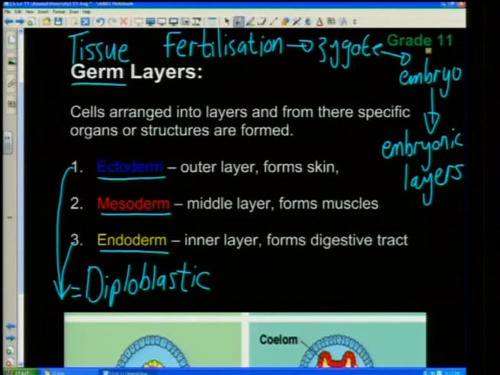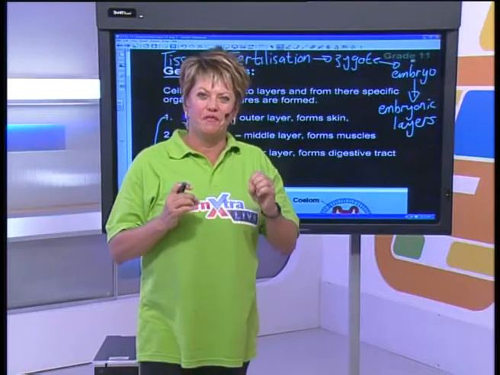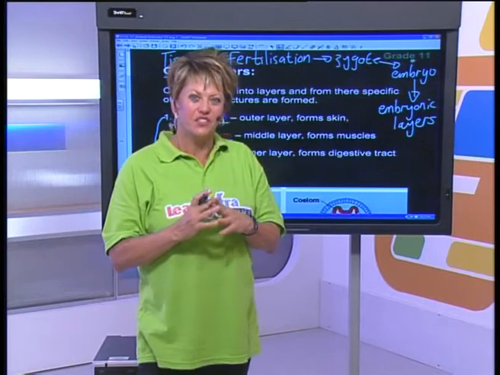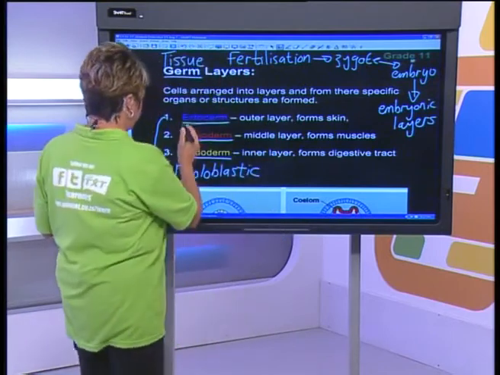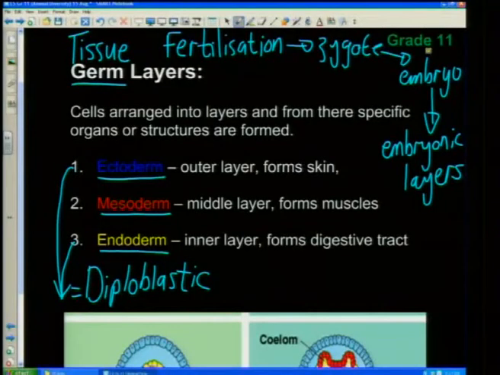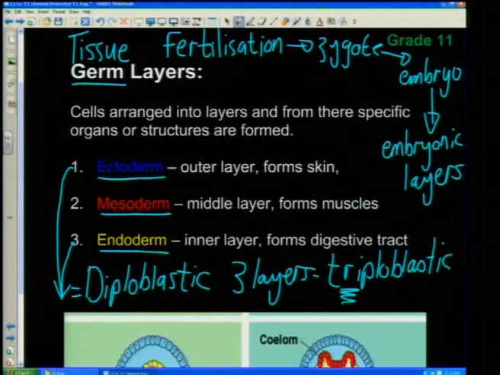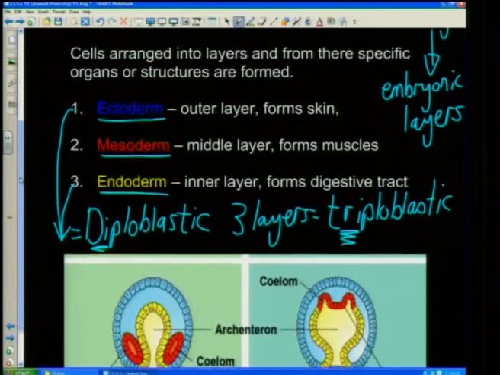Now, I'm sure you can think of the term we're going to use if an animal consists of three layers of cells. Yes? Triploblastic. So if they have an ectoderm, a mesoderm, and an endoderm, which means all three layers are present, we're going to use the term triploblastic. These are two very, very important words, triploblastic and diploblastic, that you have to understand.